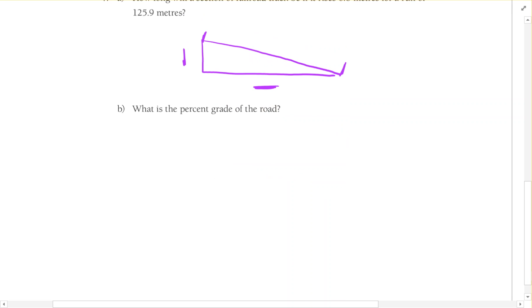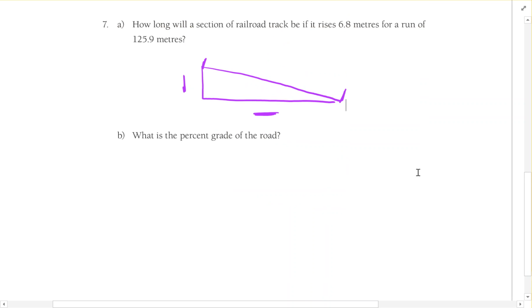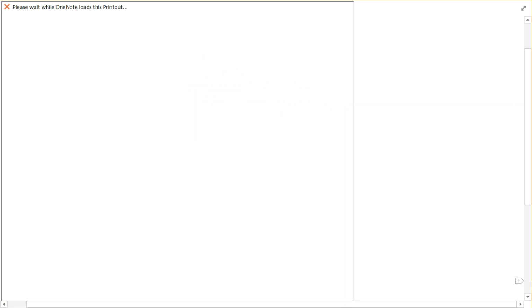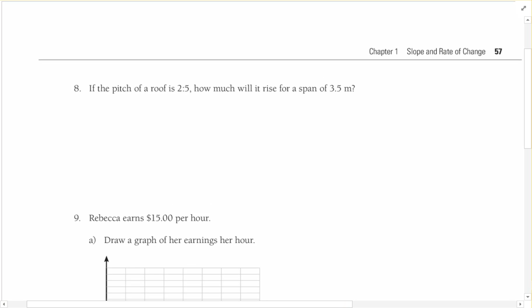Now this, what is the percent grade of that road? So I'll let you guys figure that one out too. So go ahead and answer that now. Okay, number 8. If the pitch of the roof is 2 to 5, so really just slope, right? Slope 2 over 5, same thing. How much will it rise for a span of 3.5 meters? I'll let you guys go ahead and do that one. So do that now.